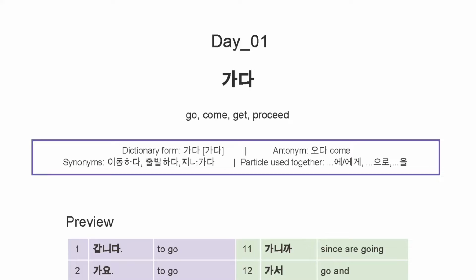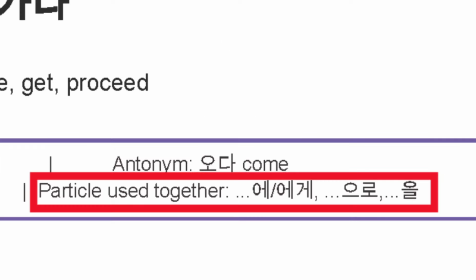Let's check our PDF. I always make the section of a particle used together. So when you look at the day 1 of verb, it indicates that 에게, 으로, 을. It means 가다 verb forms these 3 structures. 에게 가다, 으로 가다, 을 가다. Or other sentences are transformed from these basic structures.